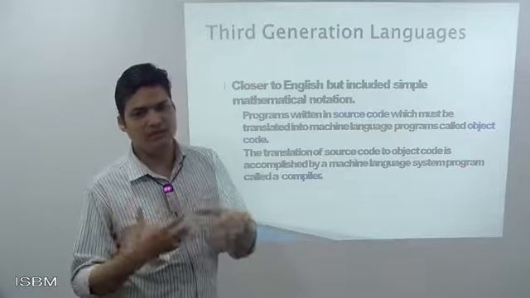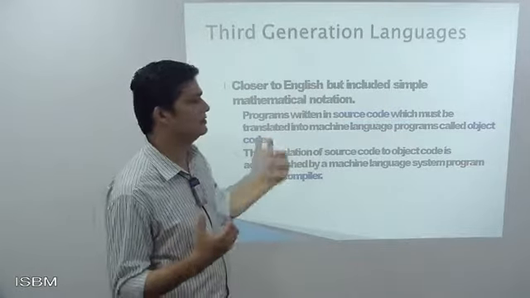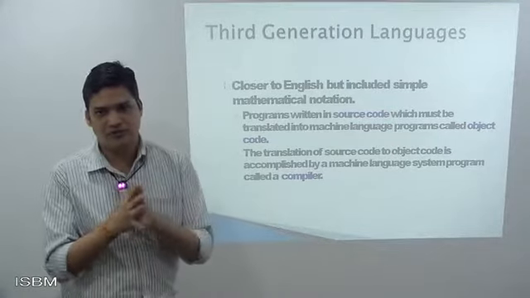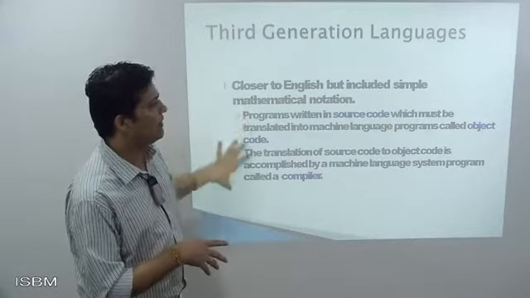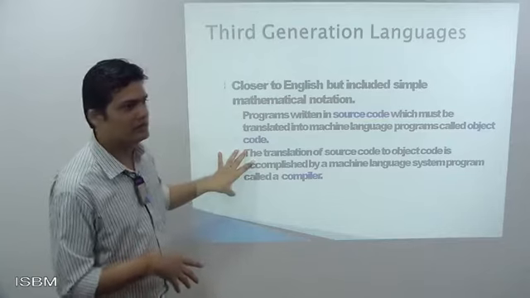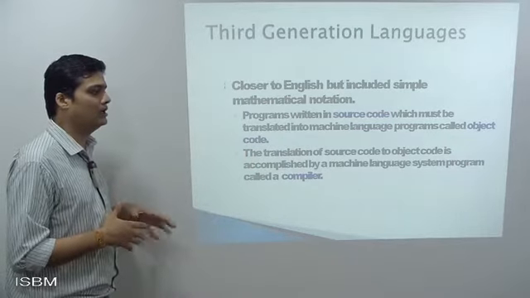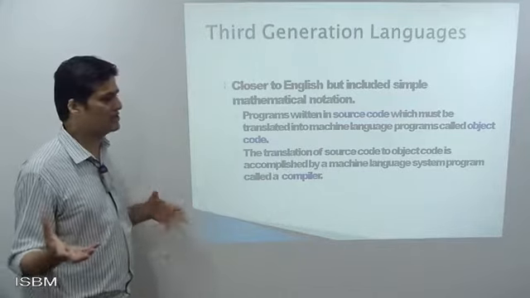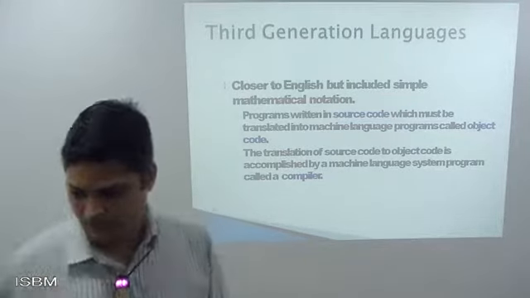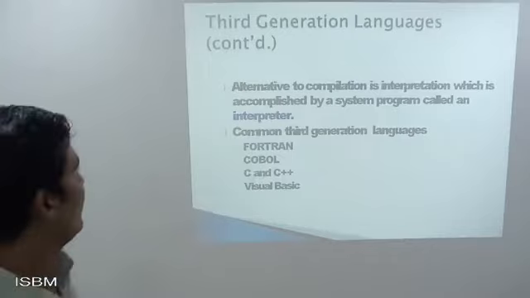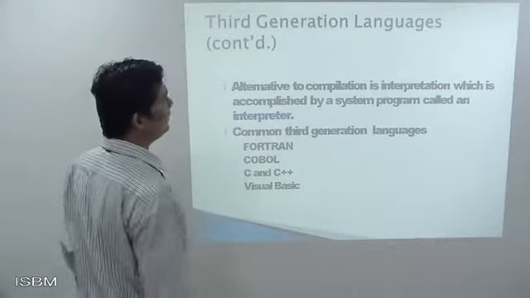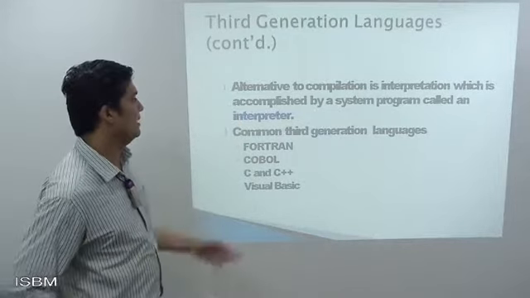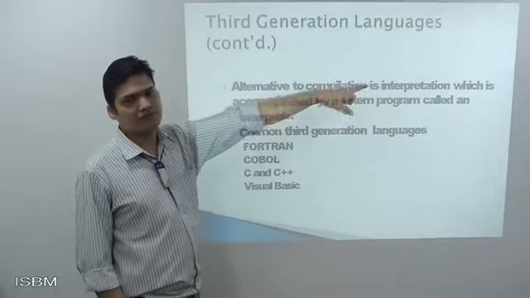So the compiler will play an important role from the third generation onwards. The compiler is there in the third, fourth and fifth generations also. It plays a very important role in converting your inputs into the machine language, which is understood by the machine itself. An alternative to compilation is interpretation, which is accomplished by a system program called an interpreter. So we have interpretation also.